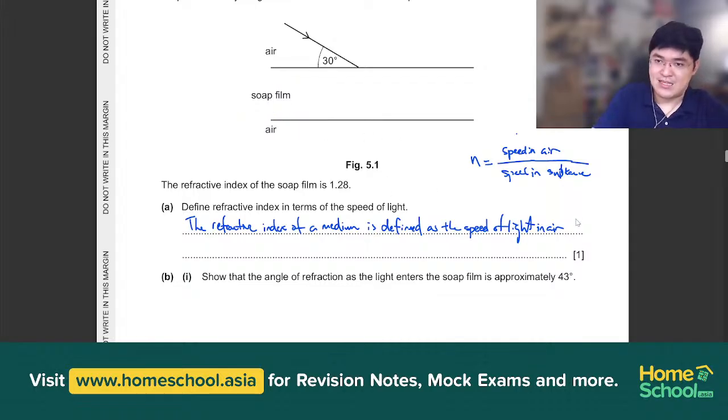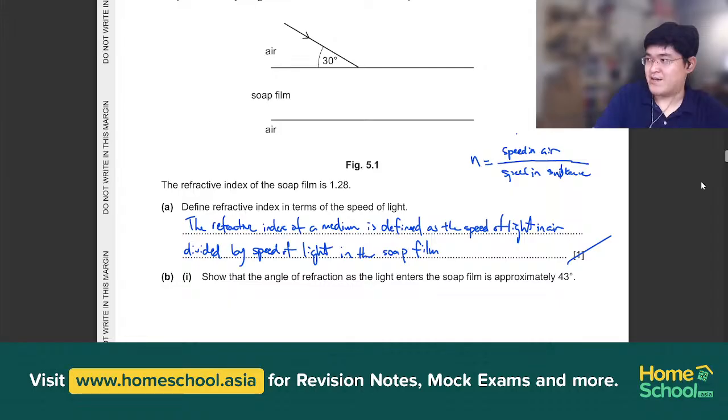So it's defined as speed of light in air divided by speed of light in the soap film. And once you write that, you should get your full 1 mark. All right, let's move on to part B.